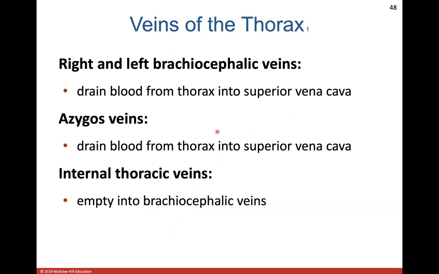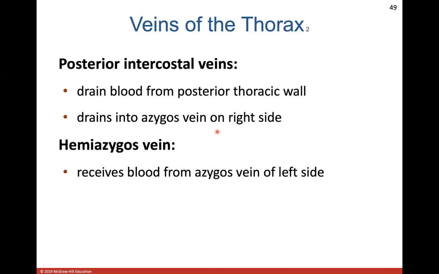Then veins of the thorax. Your right and left brachiocephalic veins drain blood from the thorax or the rib cage region into your superior vena cava. The azygous veins drain blood from the thorax directly into your superior vena cava, and the internal thoracic veins will empty into your brachiocephalic veins. You have posterior intercostal veins between ribs that drain blood from the posterior thoracic wall, which will empty their blood into your azygous vein on the right side, and the hemiazygous vein receives that blood from the azygous vein of the left side.